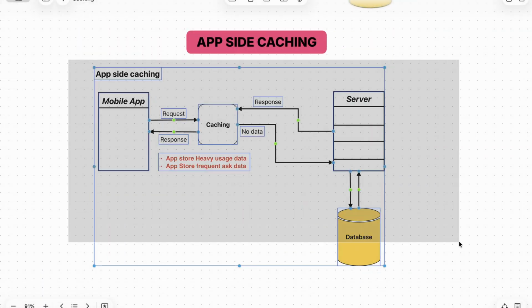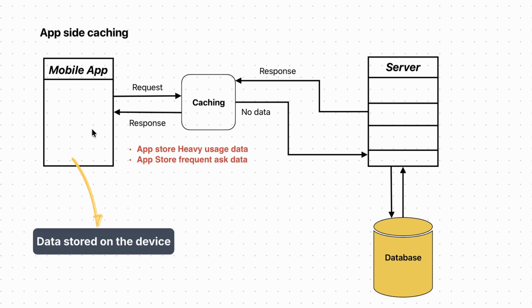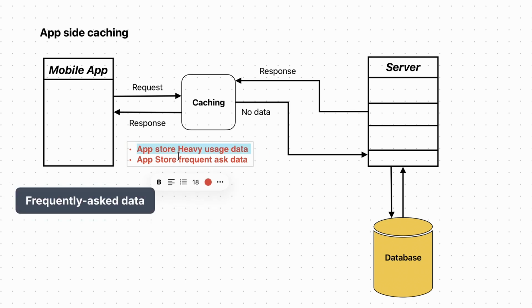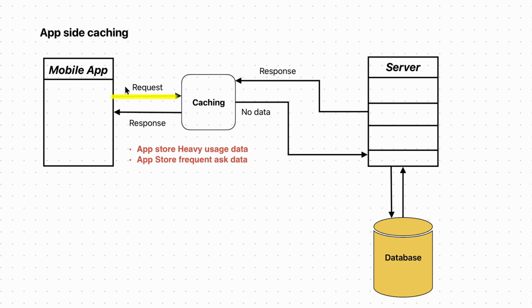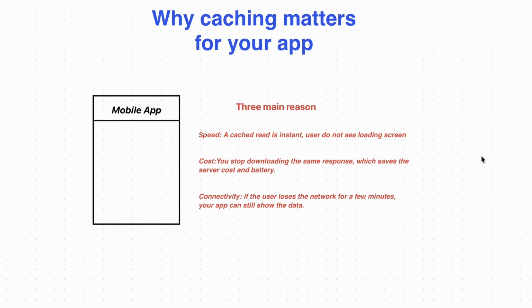Next is app-side caching. On the app side, the app stores the data on the device, so it doesn't have to ask the server at all. The app can store some frequently asked data. The app can store some heavy usage data. So the app sends the request, and if it's found in the caching layer, the cache sends back the response without sending a request to the server at all.